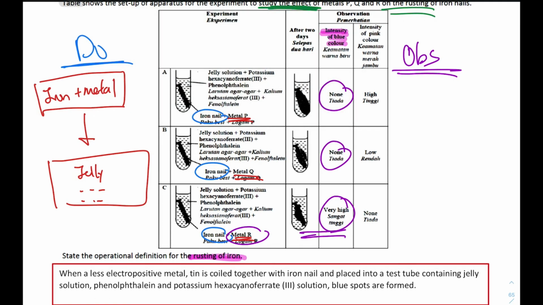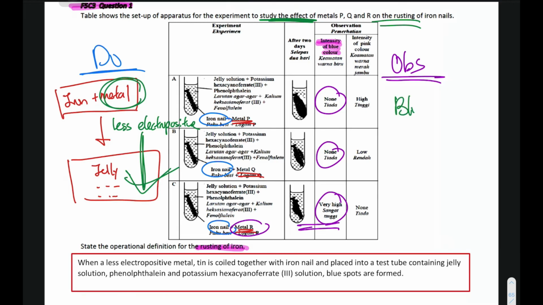Comparison. What we can compare here is when iron is in contact with a metal that is less electropositive. That means lower than iron. Okay, less electropositive. What happens? You are going to see blue color.